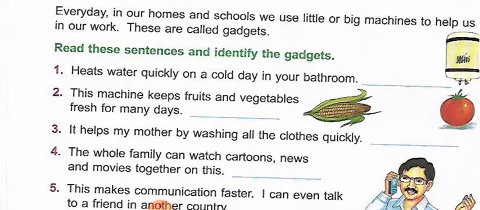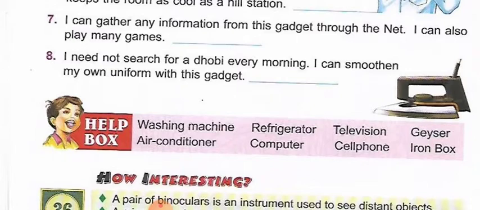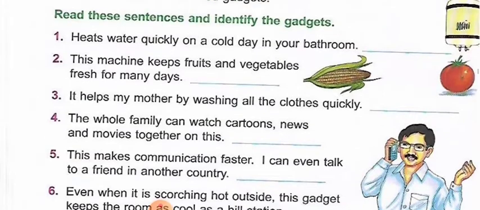As a hint, there is a picture given, you can see the picture. What can it be, children? It is a geyser. Yes, it is a geyser. Now check the help box. Yes, geyser is here. Geyser.